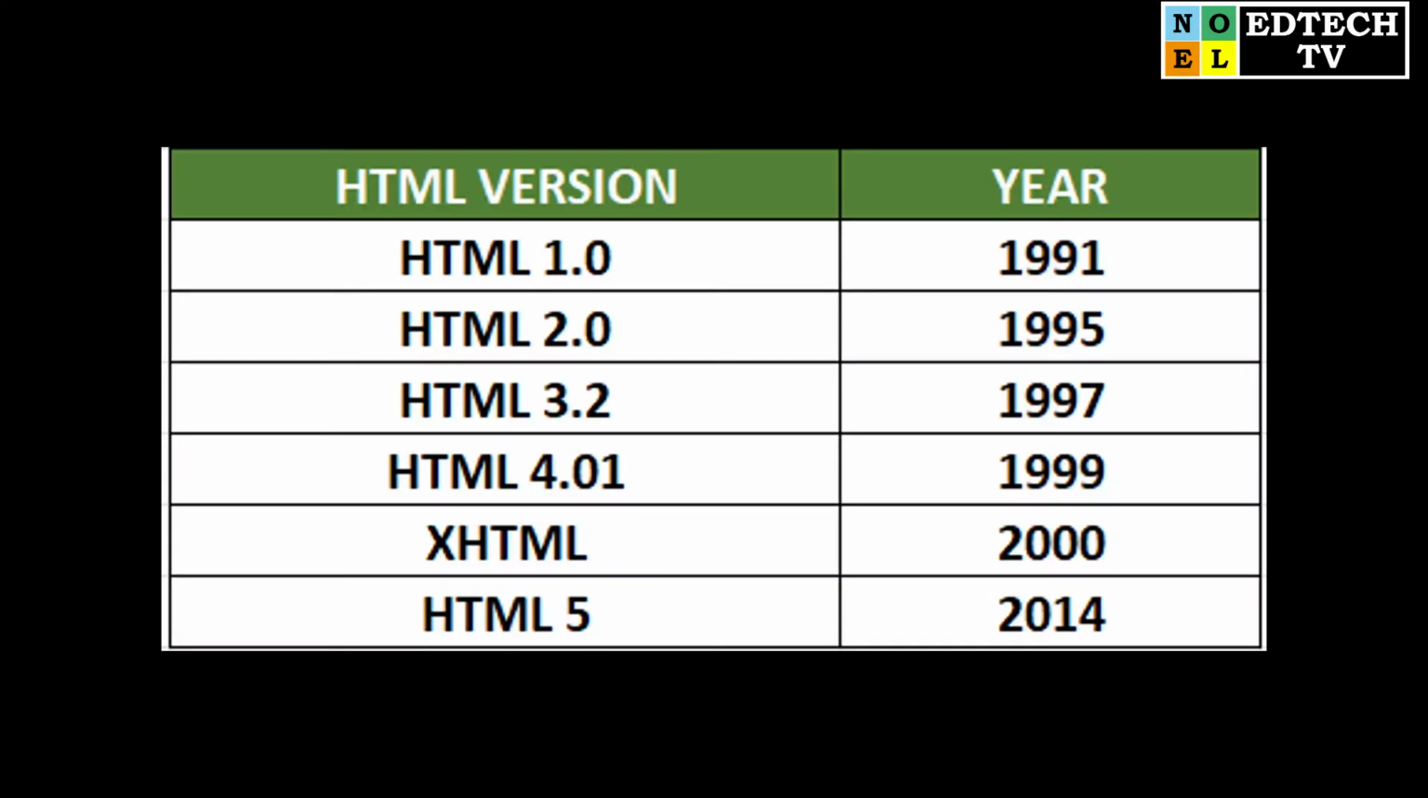Here are the HTML versions and the year each was published. First, HTML 1.0 released in 1991, followed by HTML 2.0 published in 1995, HTML 3.2 released in 1997, HTML 4.01 published in 1999, XHTML published in 2000, and HTML5, which was published in 2014.